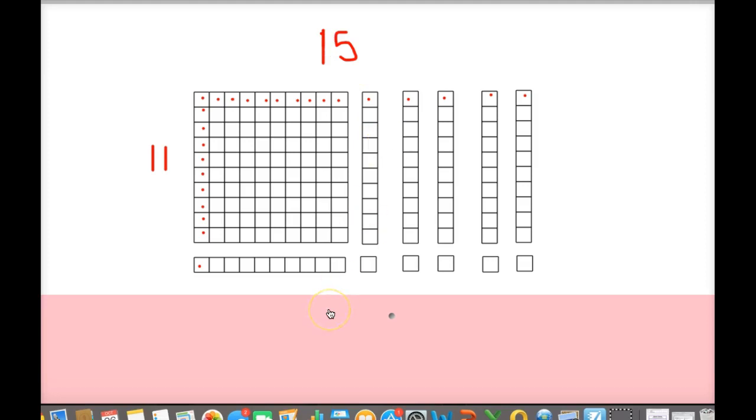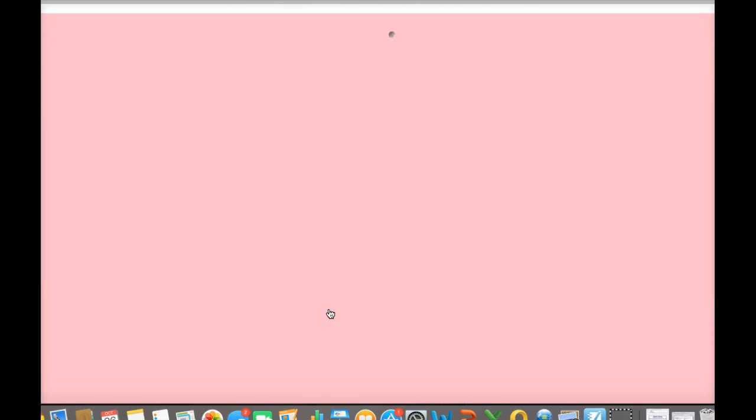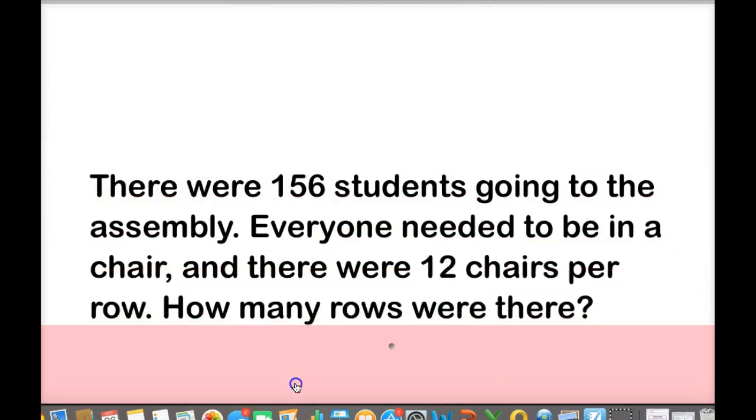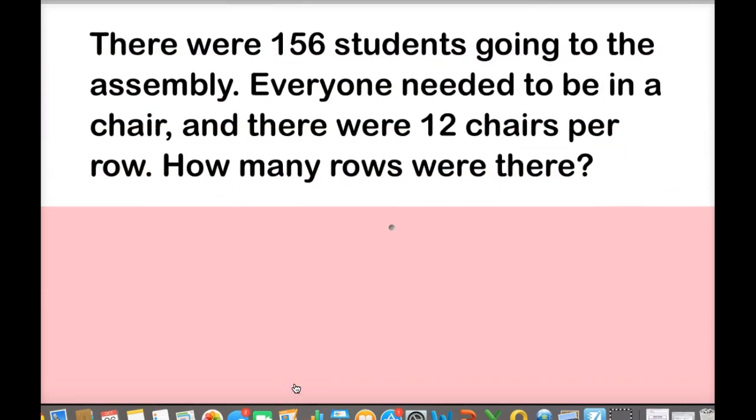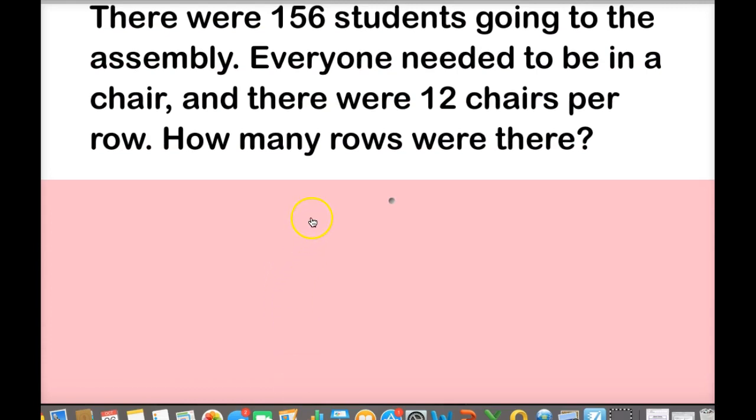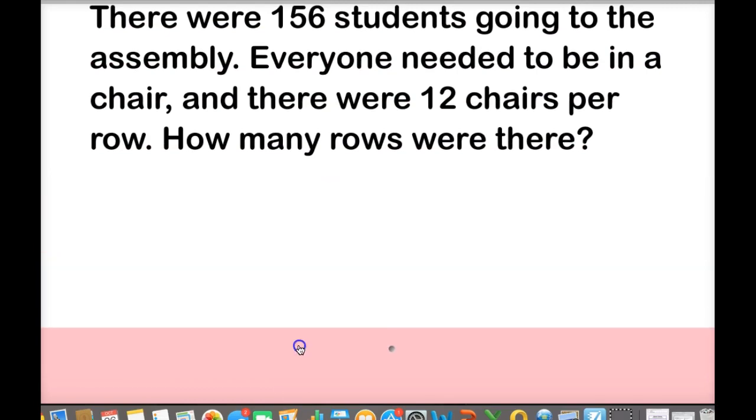All right, let's look at one other problem. And I'm going to make this one a word problem. Maybe that might help make it a little bit clearer. So let's picture this. There were 156 students going to the assembly. Everyone needed to be in a chair, and there were 12 chairs per row.